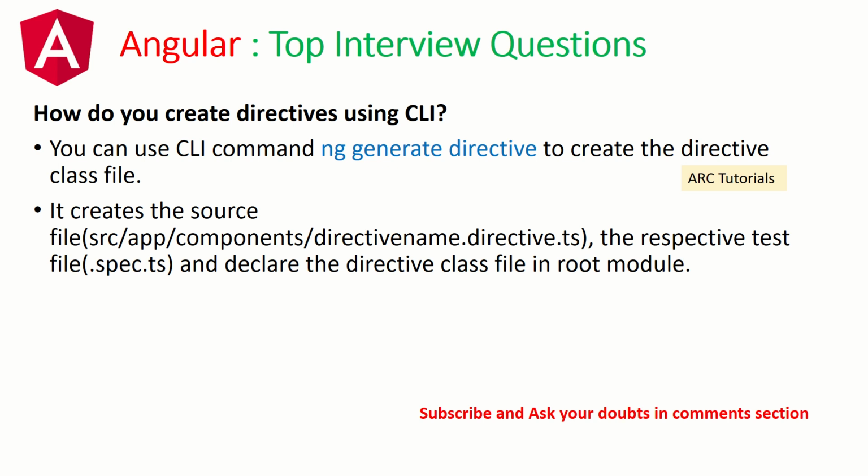Now, this is a very, very important question. How do you create a new directive, or how do you create a custom directive? We can generate the directive using the Angular CLI, the command line interface. The command to generate the directive is ng generate directive followed by the directive name. When you give this command, it will generate a new directive with two files. One is the directive, and the other is the respective test file, which is the .spec.ts file. So remember, what is the command to generate directives in CLI? ng generate directive followed by the directive name.